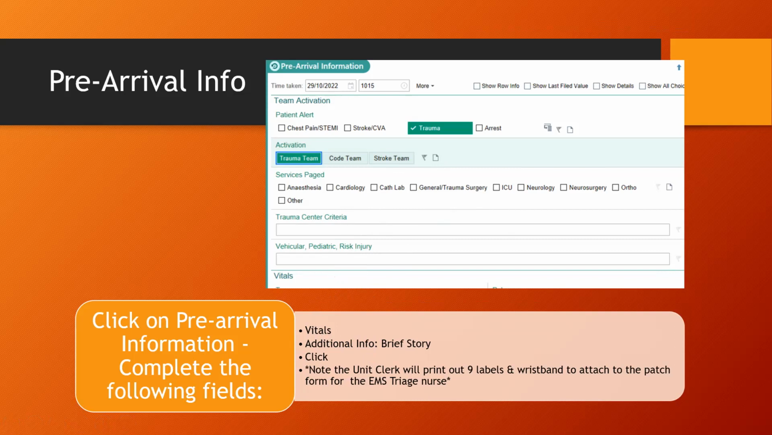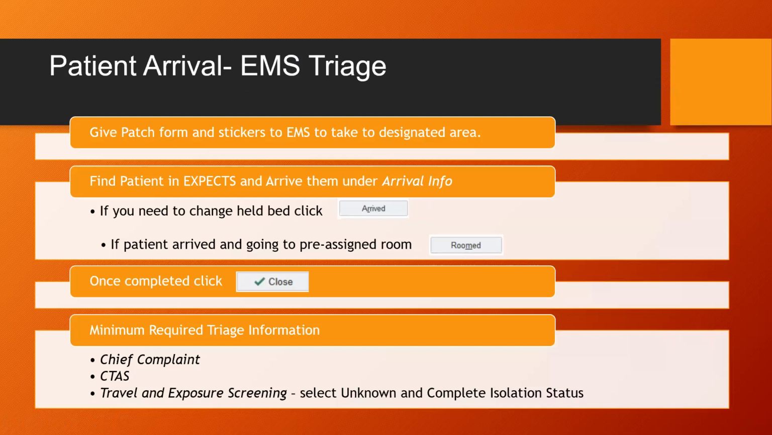Okay. That patch form with the armband and labels are now going to be taken out to the EMS triage desk. And then when the patient arrives, the EMS triage nurse is going to do a few things. So number one, they're going to give the patch form and stickers to the crew and take it to the designated area. If this patient is arriving by STARS and you know that they're landing, then you can go and take that information back, hand it to the nurse back in Trauma Bay 4, wherever they're coming to.